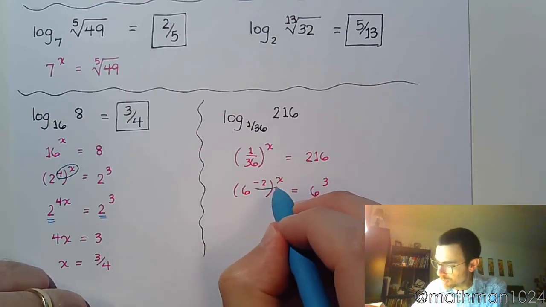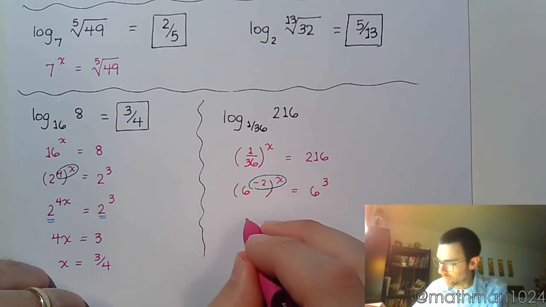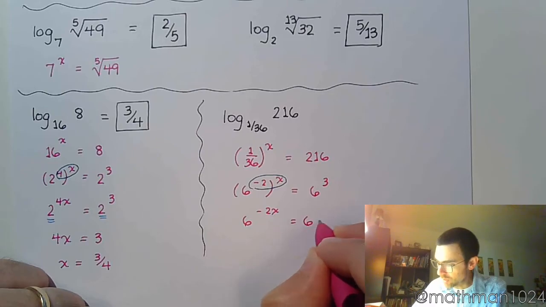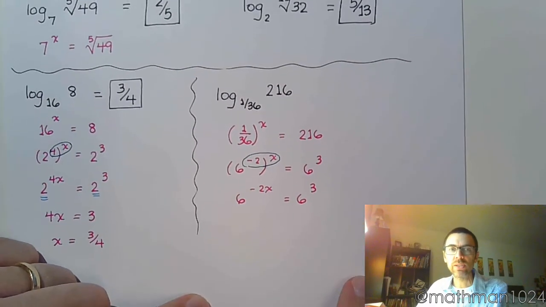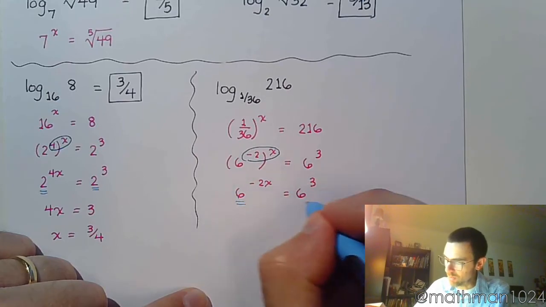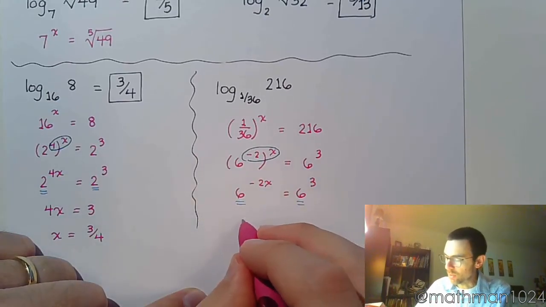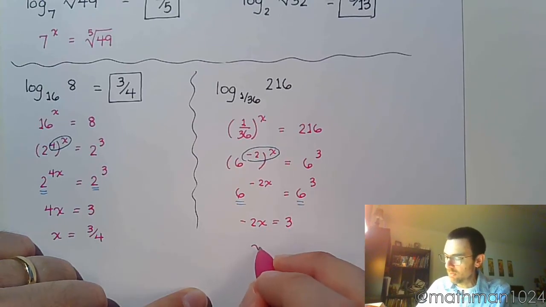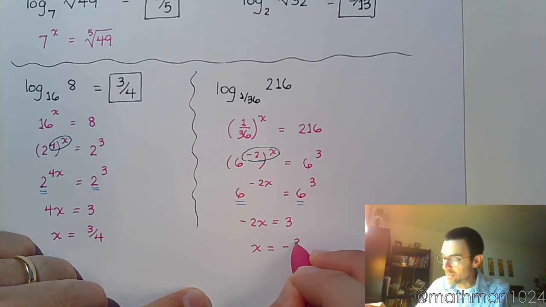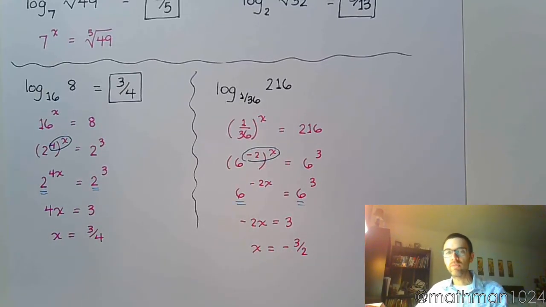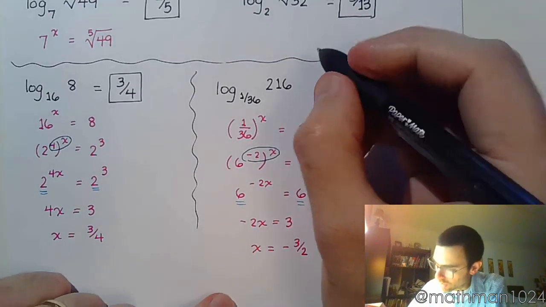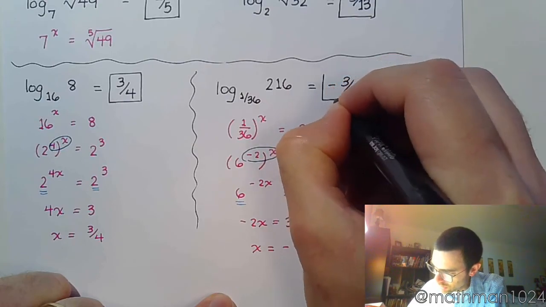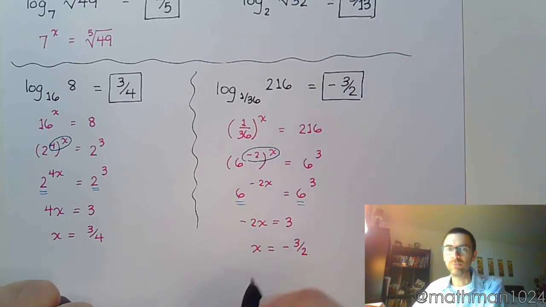All right, and very much like the last problem that we did, you've got a power to a power. So we have 6 to the negative 2x is equal to 6 to the 3rd. Since these bases are exactly the same, we set the powers equal, so it's negative 2x equals 3. Divide both sides by negative 2, and we get negative 3/2. All right, so the answer here is negative 3 over 2.